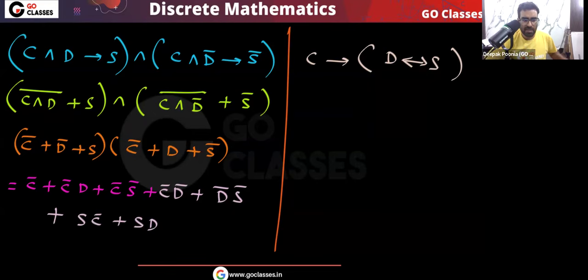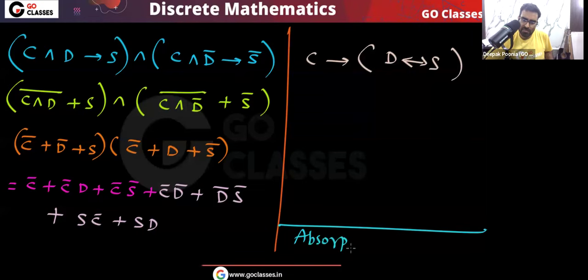Now you can apply the absorption property here. Do you remember the absorption property? Let me write it here. What was the absorption law? Absorption law says that if you have alpha or alpha beta, then you can write it as alpha. Yes or no? If you have alpha or alpha beta, you can replace it with alpha.